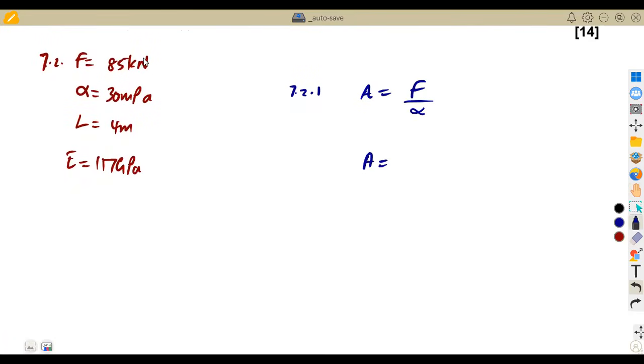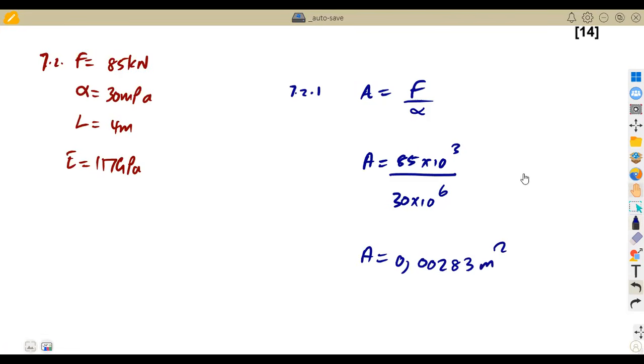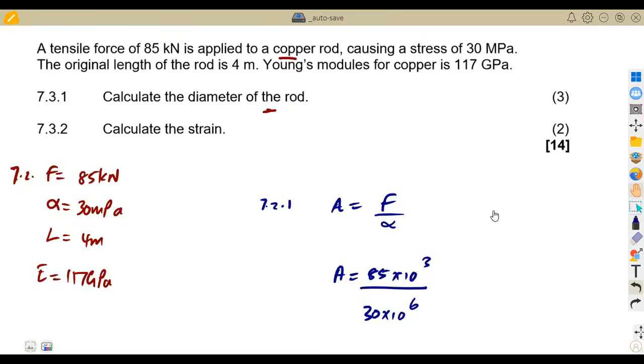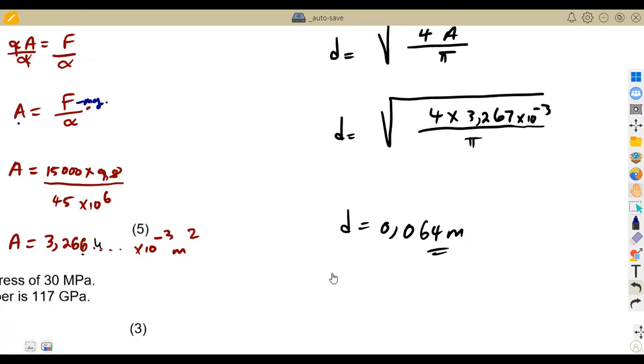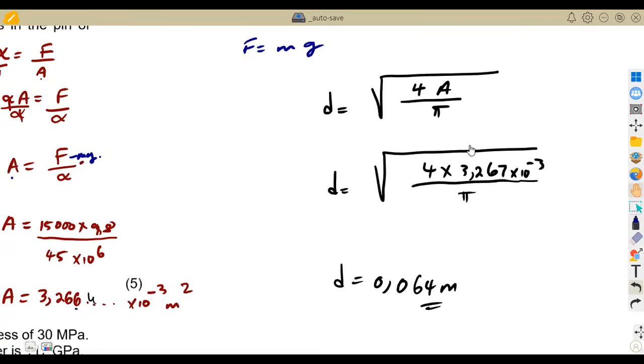So our area is going to be the force of 85 times 10 to the exponent of 3 over the stress of 30 times 10 to the exponent of 6. That will give us the area, just like the previous part, which is 0,00283 if you round off properly, in square meters. Then in order for us to have the diameter, we use our formula. Remember, diameter is the square root of 4A over pi.